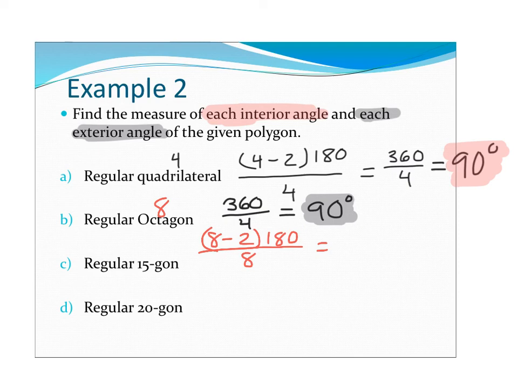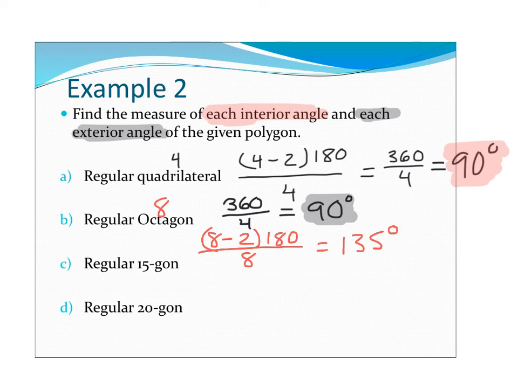What is it? 135? Yeah, that's after dividing. Is that what you got? Okay. So 135 is going to be each angle.